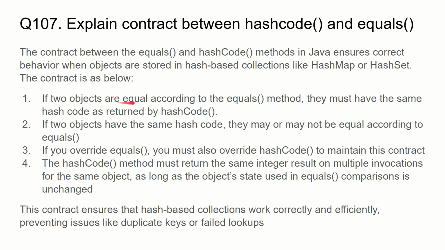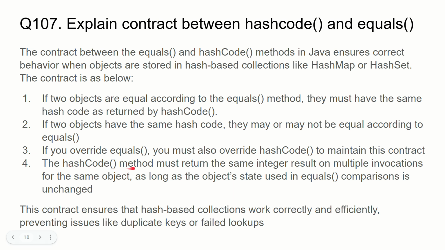If two objects are equal according to equals method, they must have the same hash code. Second, if two objects have the same hash code, they may or may not be equal according to the equals method. Third, if you override the equals method, you must also override the hashcode to maintain its contract. So this was the point which we have seen in the earlier slide, that if we are overriding the equals method, we have to override the hashcode as well, so that its contract is maintained.